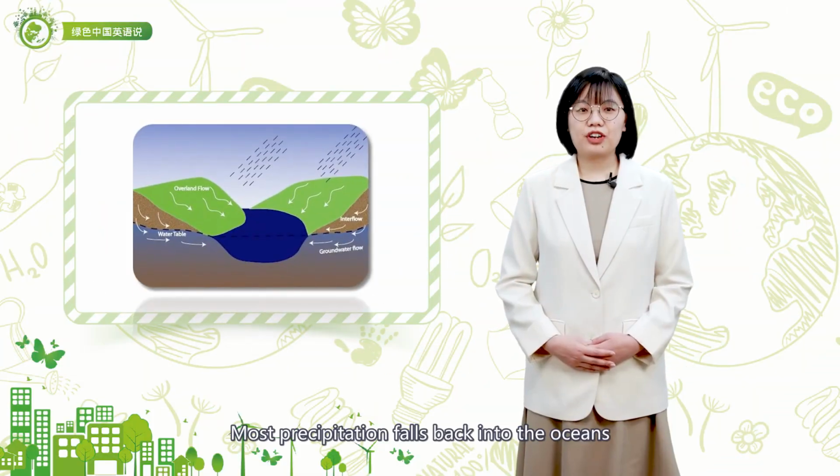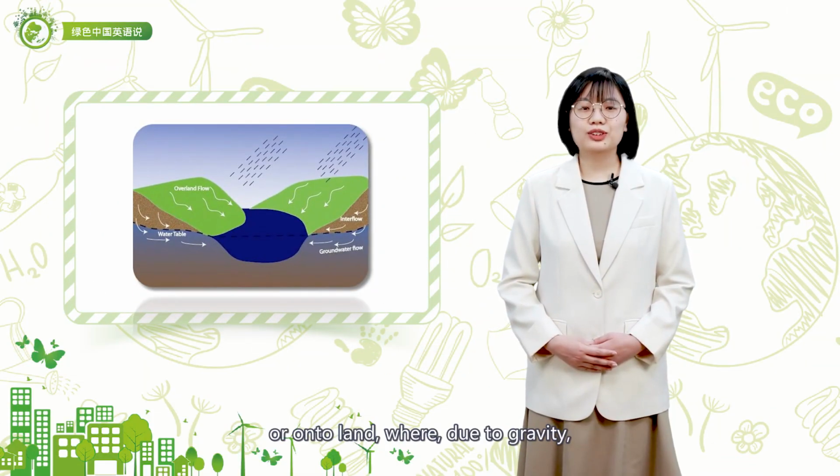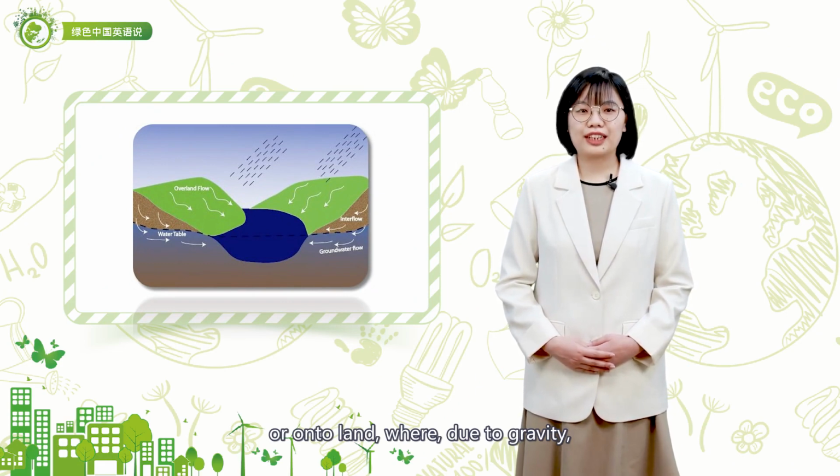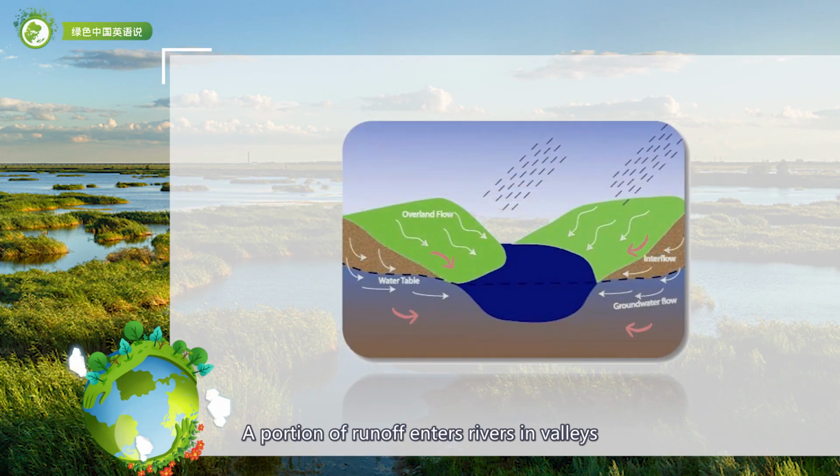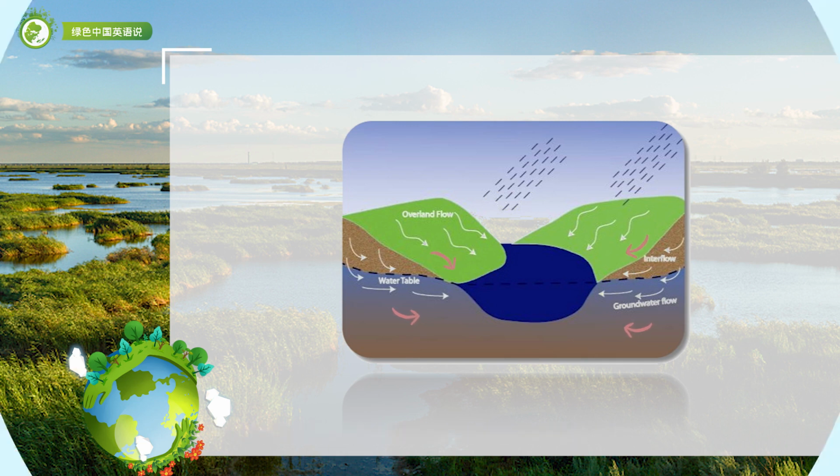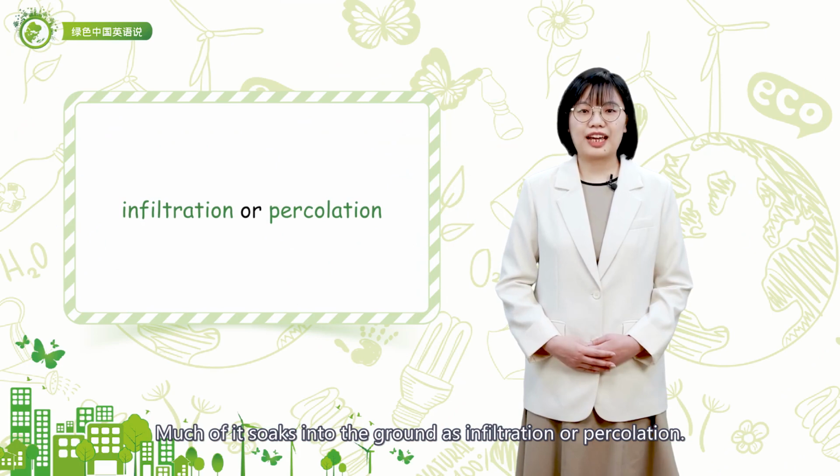Most precipitation falls back into the ocean or onto land, where, due to gravity, the precipitation flows over the ground as surface runoff. A portion of runoff enters rivers and valleys in the landscape, with stream flow moving water towards the oceans. Runoff and groundwater seepage accumulate and are stored as freshwater in lakes. Not all runoff flows into rivers, though.